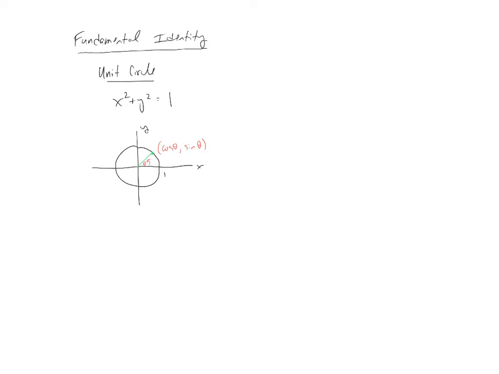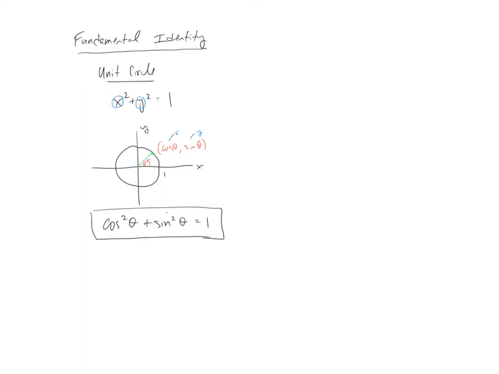And that's exactly the substitution we're going to make. We know that this is the x-coordinate. We know that this is a y-coordinate. I'm going to take both of those, and I'm going to come back into the equation for the unit circle. When I do this, I get cosine squared theta plus sine squared theta equals 1. And that's the fundamental identity.